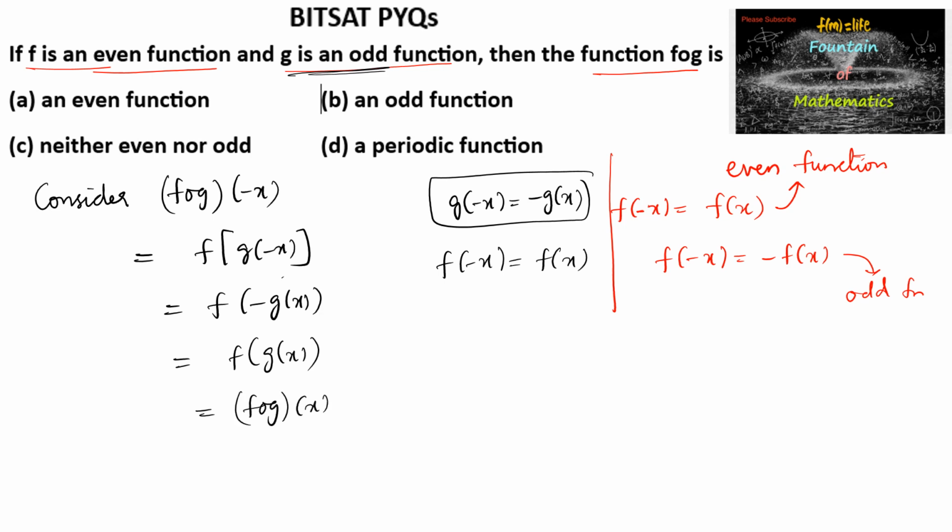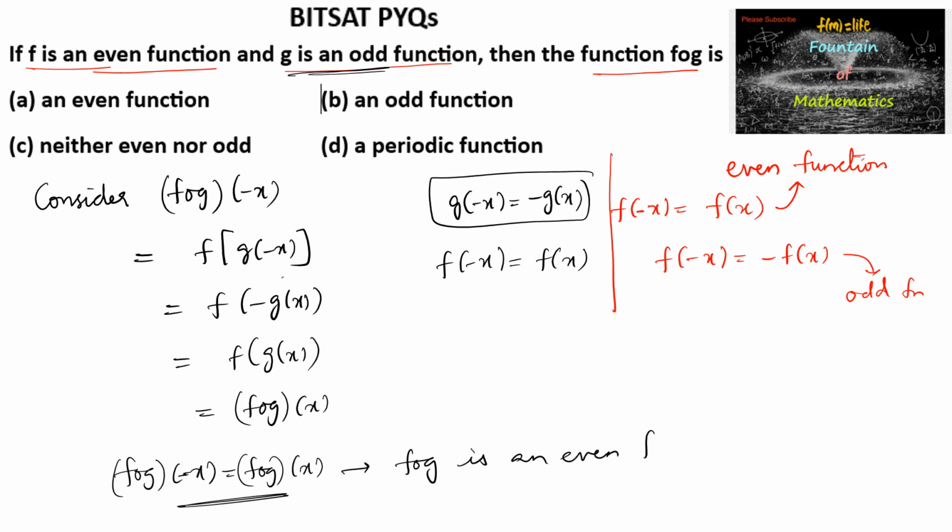So we consider f circle g of negative x is equal to f circle g of x, which is an even function. So we can say the composite function f circle g is an even function. We can go with option A, even function.